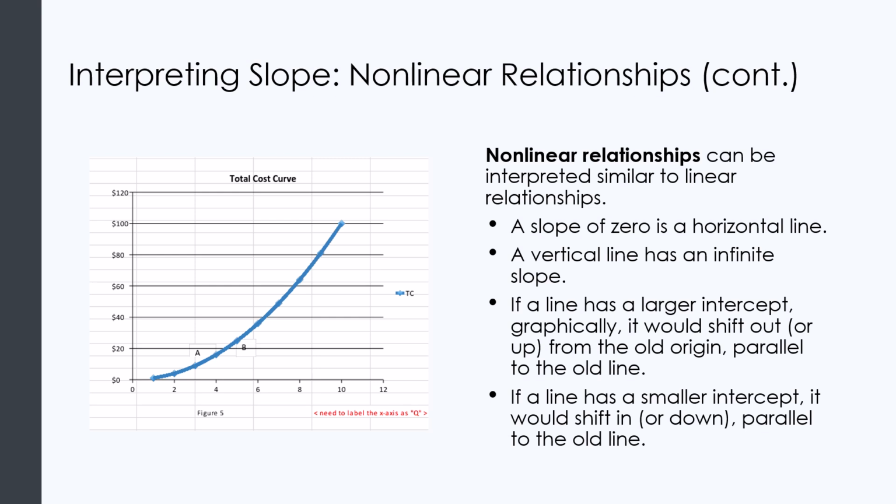And if we have smaller intercepts, remember intercepts are just where it crosses the x or the y axis, then we will get just parallel lines, either bigger or smaller. And we'll do a lot of this interpretation as we go through our chapters. I just really want you to be ready.